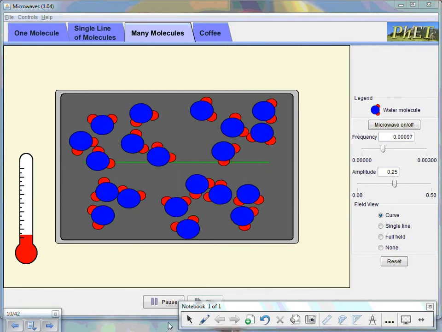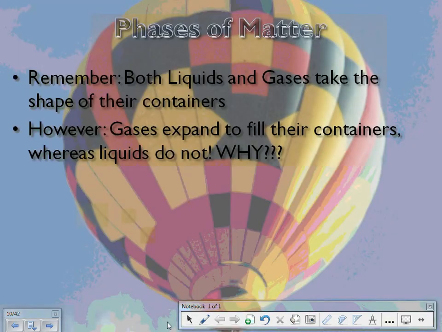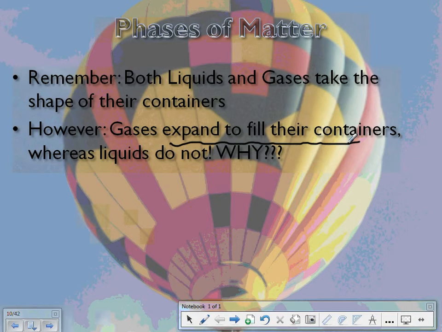But let's go back to our slideshow and see what we were talking about. Why do gases expand to fill their containers? Because their particles don't stick together as much, right? So as they collide, they just bounce off one another. But as liquid particles collide, they stick together. They stick to each other.